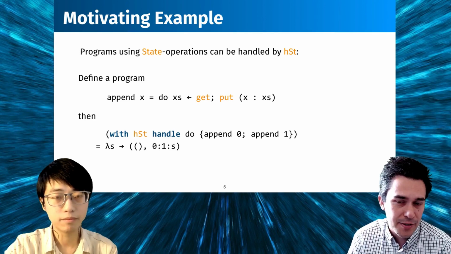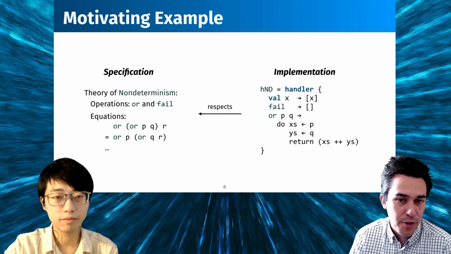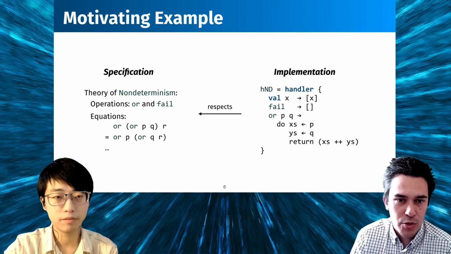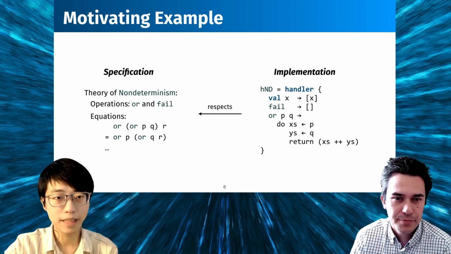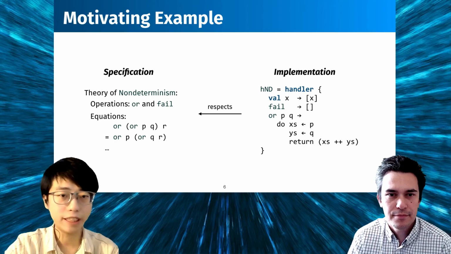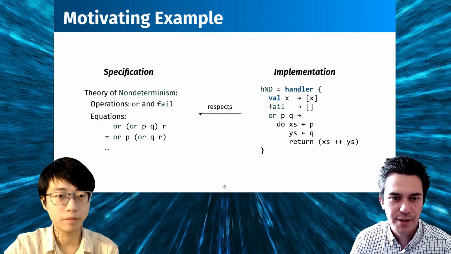What's cool about handlers is that a lot of language features can be implemented as handlers. For another example, the non-deterministic choice operator in logic programming can be implemented as the handler HND, which models non-deterministic computations as lists of results. Yeah, and I also think your handler respects the usual axioms of non-determinism, such as associativity, since operations on lists respect them. Yeah, that's right.